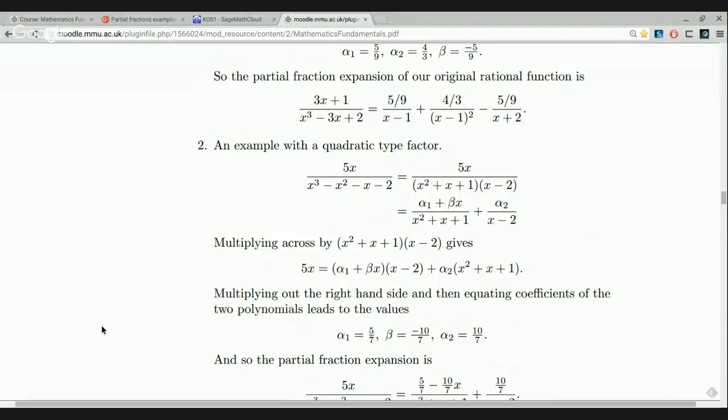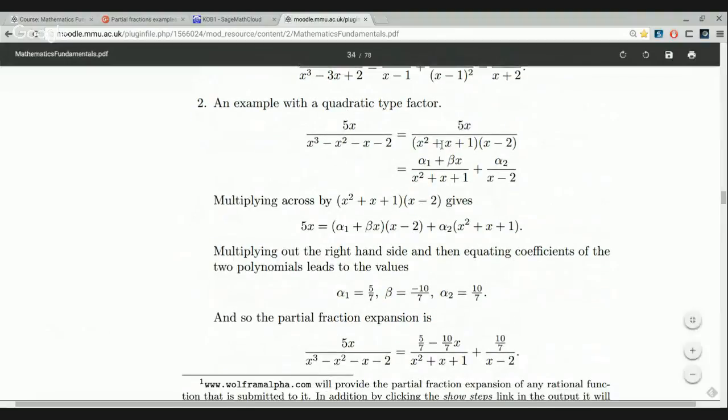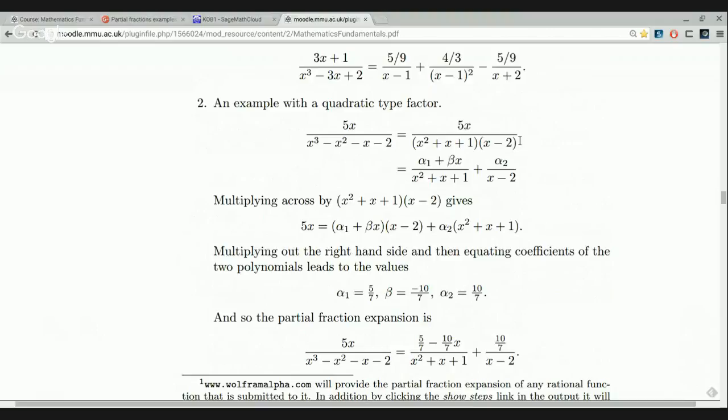The second example there shows you how the irreducible quadratic factors are dealt with. So in this second example here, the rational function we're dealing with is 5x over x cubed minus x squared minus x minus 2. Now when we attempt to factorize that cubic, we find we can only factorize it down into the linear factor x minus 2 times the polynomial x squared plus x plus 1.